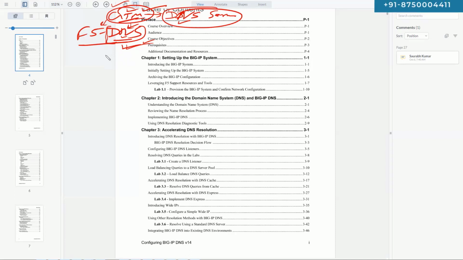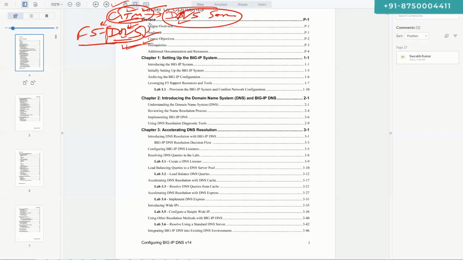Because the GTM is still out there, right? Even though at a higher level they have renamed GTM to DNS, that's okay, but at the syntax level, when you start working on the BIG-IP using the CLI, you would see that we are still using the GTM keyword. We still don't have the DNS keyword over there. So that's annoying, but that's what it is.